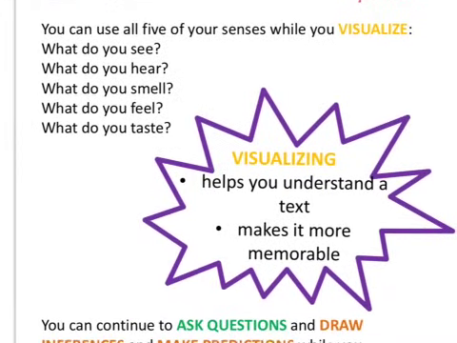While you visualize, you want to make sure you use all 5 of your senses. Think about what you see, what you hear, what you smell, what you feel, and what you taste. Those are all really important places to go when you're visualizing something. You want to pretend that you're there. The reason you want to do this is because it really helps you understand a text, and it makes it more memorable, so that you'll have some connection to it, you'll be able to recall it, and you'll have a fuller comprehension of the text. Okay?